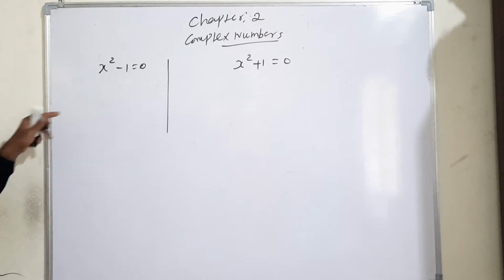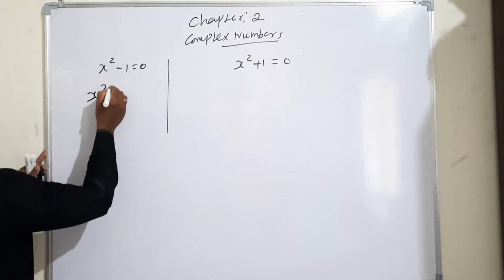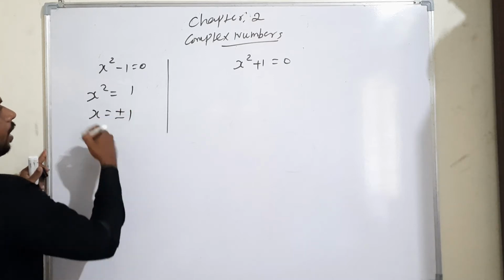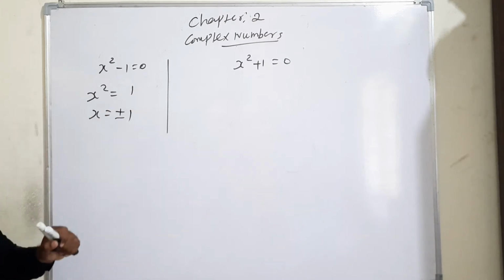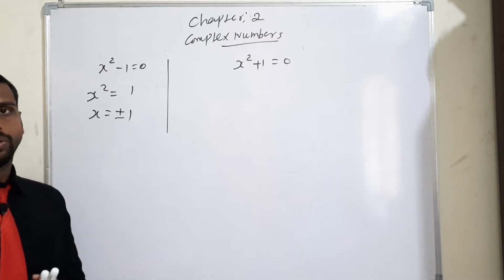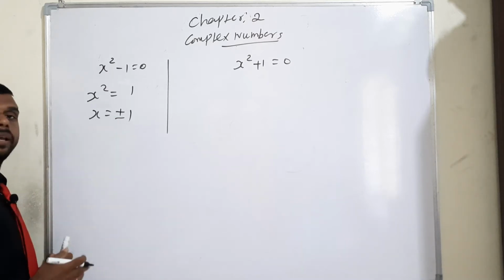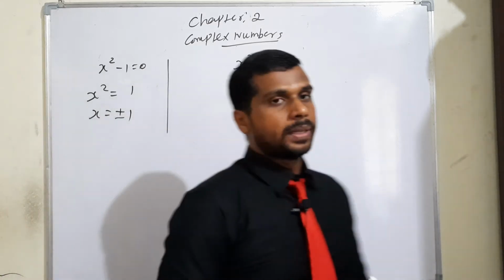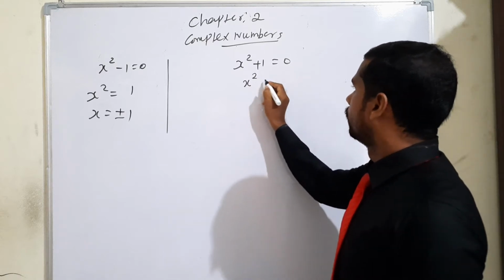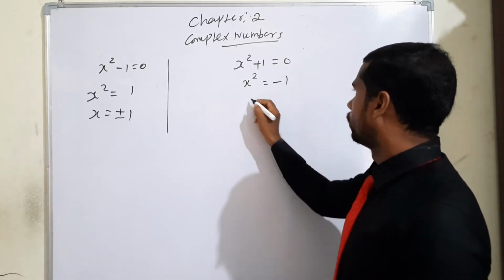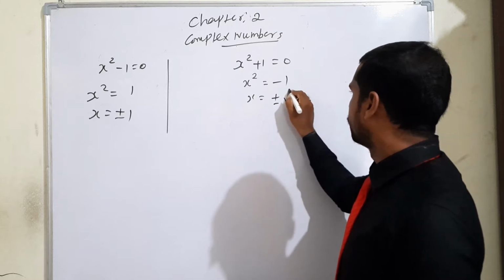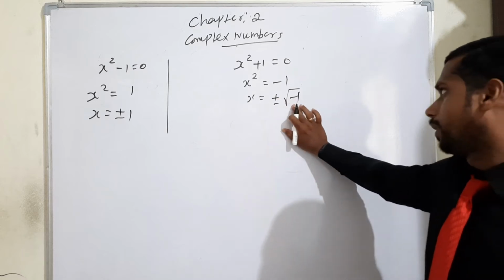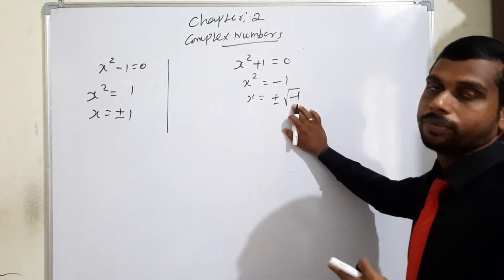If you consider x and y, x square minus 1 equals 0: bring 1 to the opposite side, it becomes positive 1. Therefore x is equal to plus or minus 1. Otherwise, if you consider x is equal to square root of 1, definitely plus or minus 1 will come. So definitely this meets the x-axis at a point. We will plot the graph also. But here x square plus 1 is there. So bring plus 1 to the opposite side, it becomes minus 1. Definitely x is equal to plus or minus square root of minus 1. So definitely it does not meet any point; it won't draw the graph, not possible.